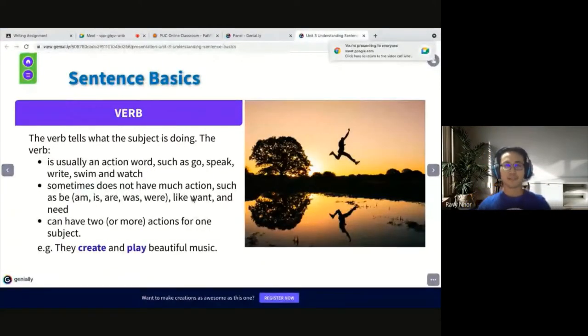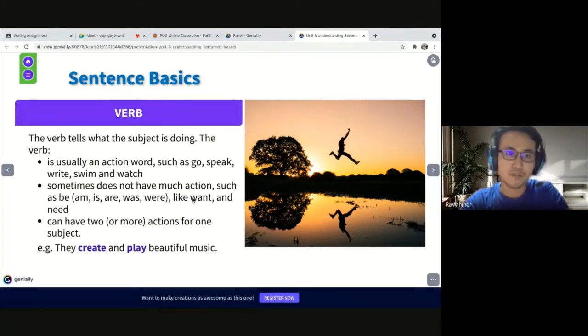You cannot see the action directly with your eyes. It is not visible. So you see it based on observing the facial expression, or the meaning in context. Unlike the words go, speak, swim, watch, hit, all these actions you can see easily through your eyes. Then you have action words, action verbs, and verbs with less action.